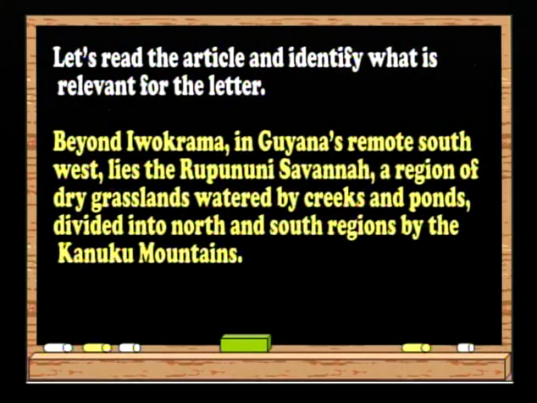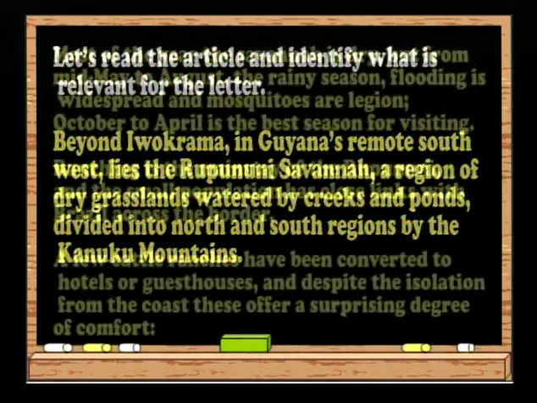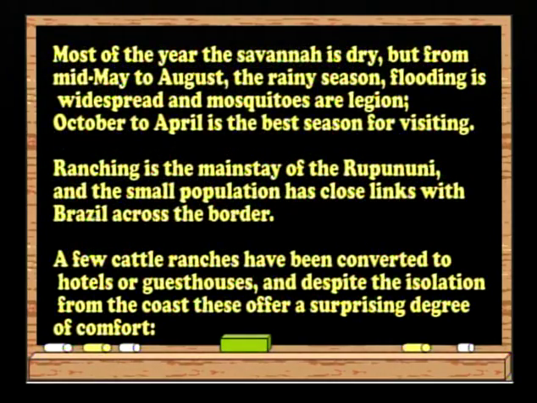Beyond Iwokrama, in Guyana's remote southwest, lies the Rupununi Savanna, a region of dry grasslands watered by creek and ponds, divided into north and south regions by the Kanuku Mountains. Most of the year, the savanna is dry. But from May to August, the rainy season, flooding is widespread and mosquitoes are legion. October to April is the best season for visiting.